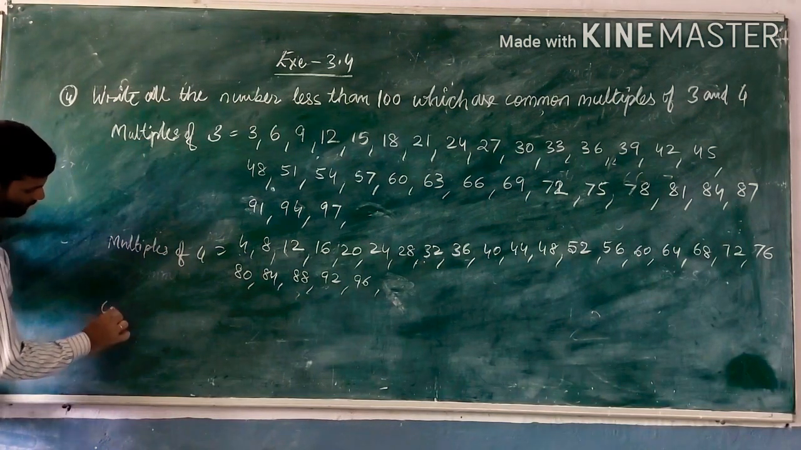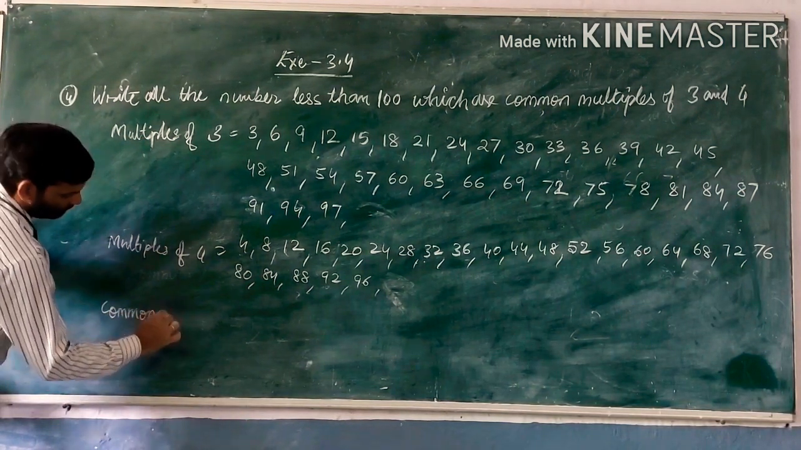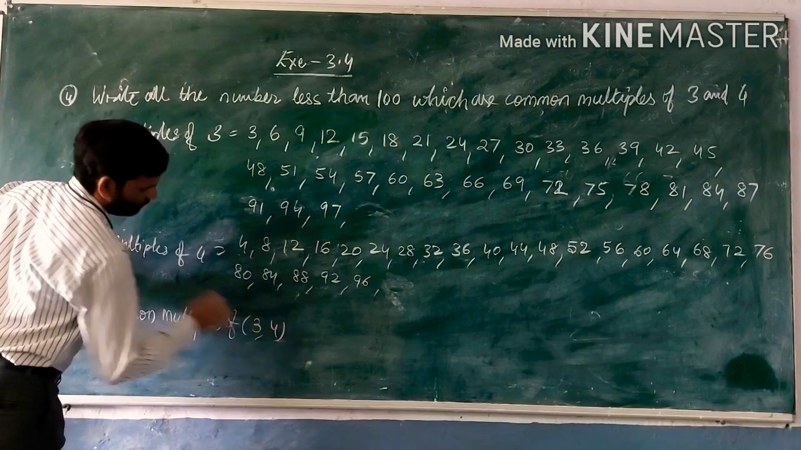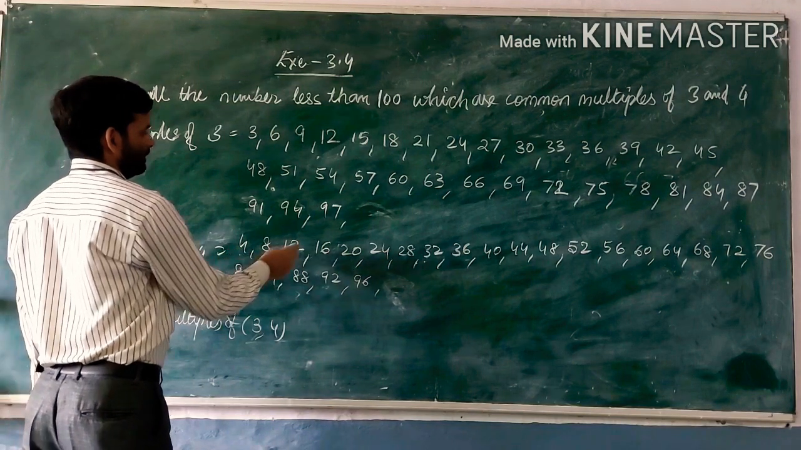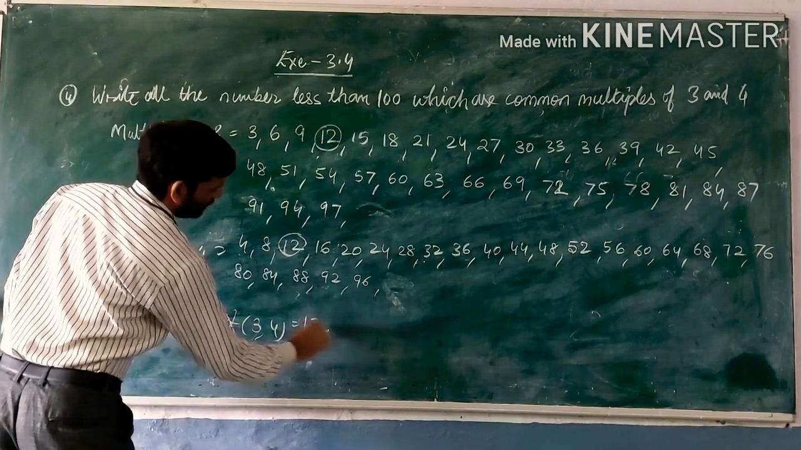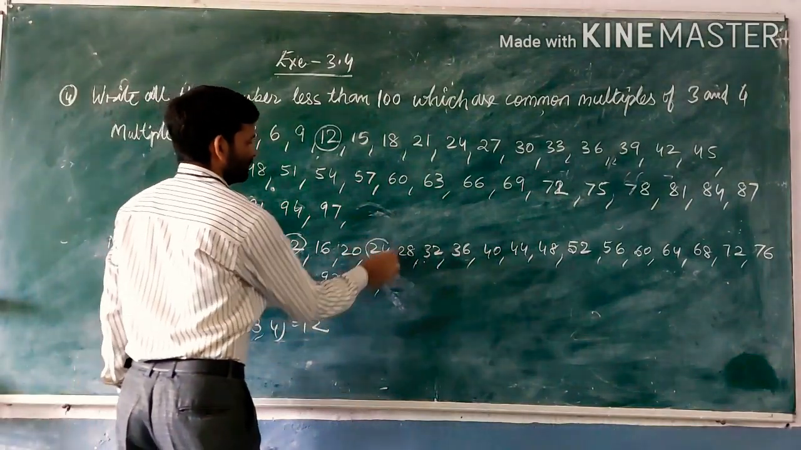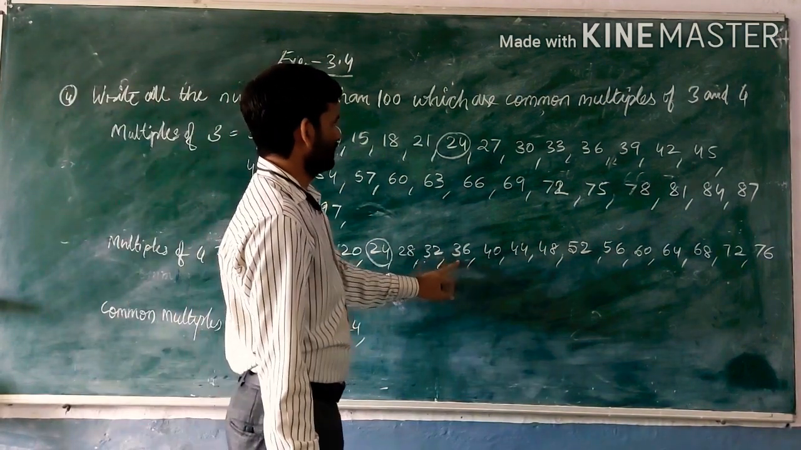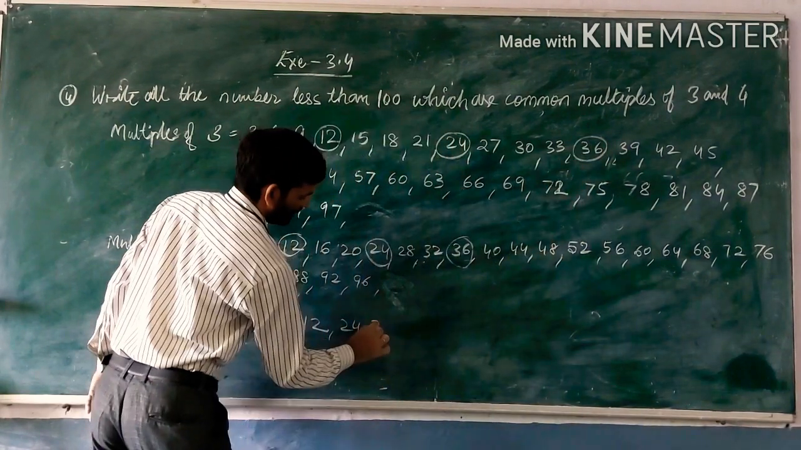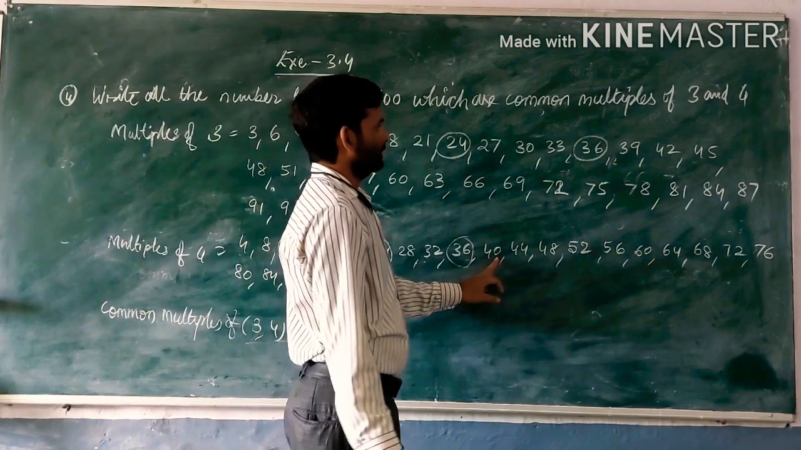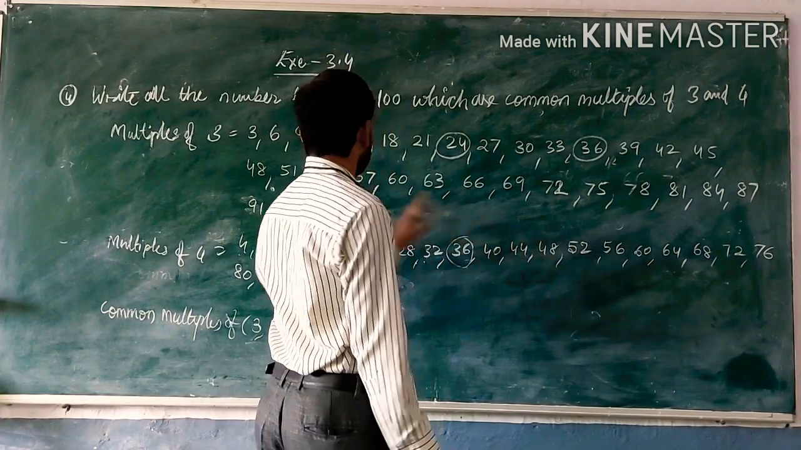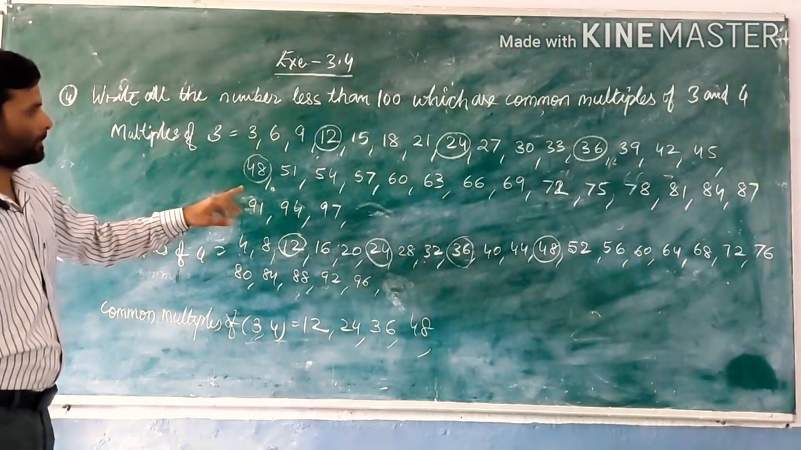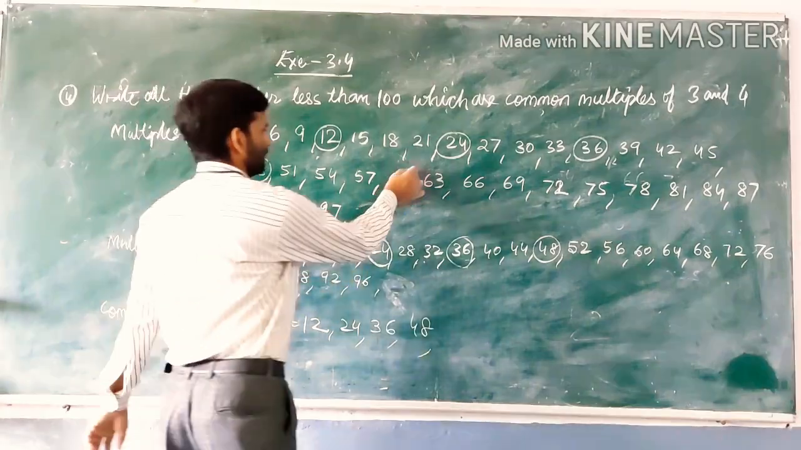And you find the common multiples of 3 and 4. The first is 12. Second is 24. Next is 36. Next is 48. Next is 60. Multiples, you mark with a circle; identify them by the circle.